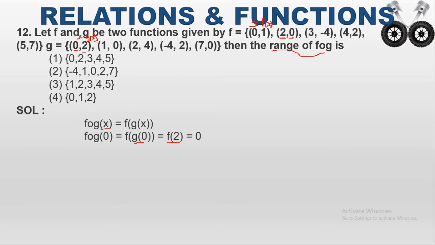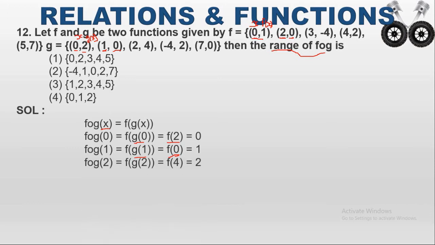So what is the second input in function g? The second input in function g is 1. So f composition g of 1 can be written as f of g of 1. So now you have to write the output for the input 1. What is the output for input 1? That is 0. So instead of g of 1, you write 0. So now it can be written as f of 0. In function f, where is the input 0? Here in the first ordered pair. So the input is 0. Then what is the output? The output is 1. So f of 0 equals 1.